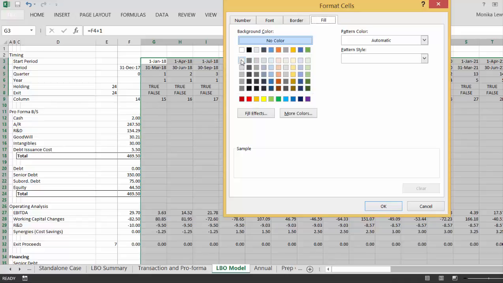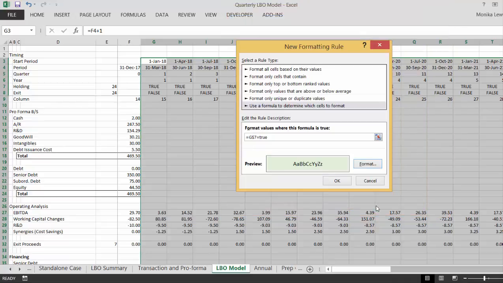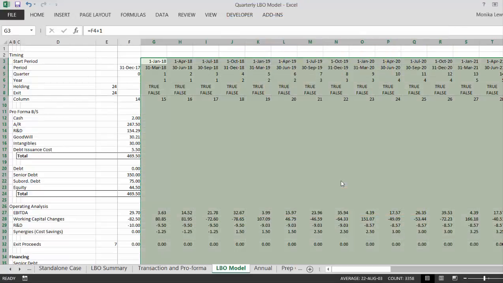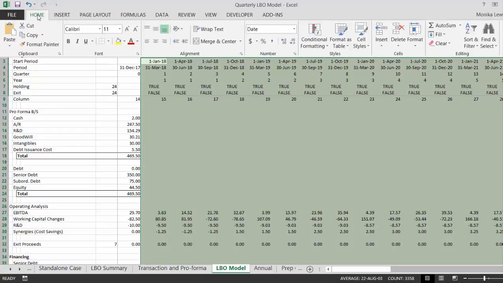Is this gray? I think this is. This might be too light. How's that? How about we make a very light green? Okay, and then we might even want to do, while we're here, why don't we press the conditional formatting again?